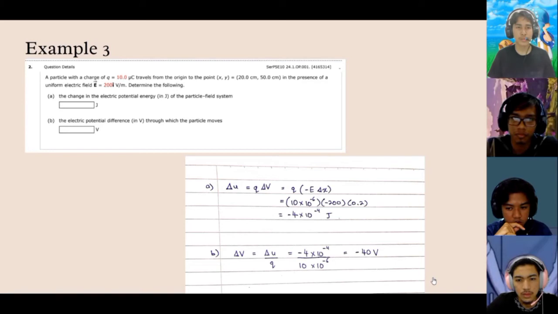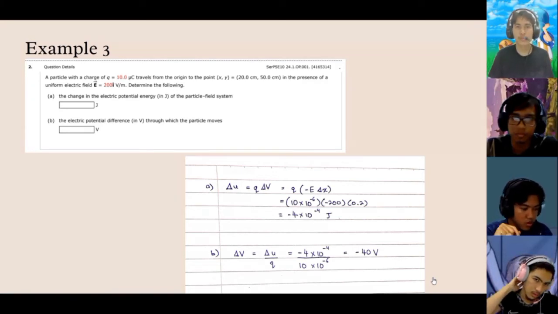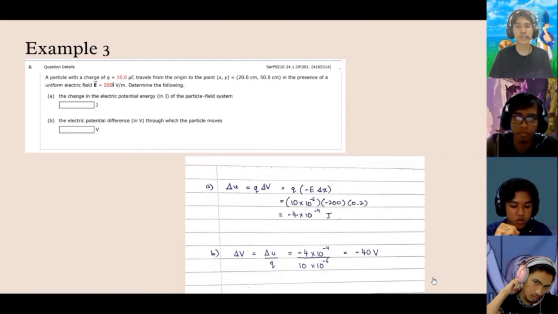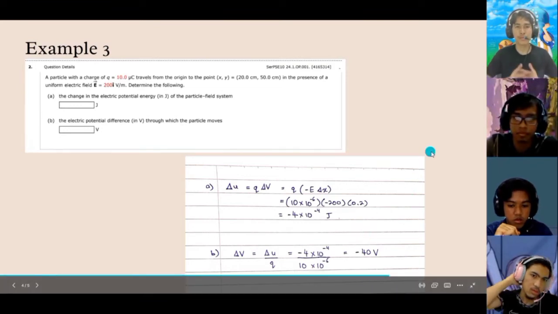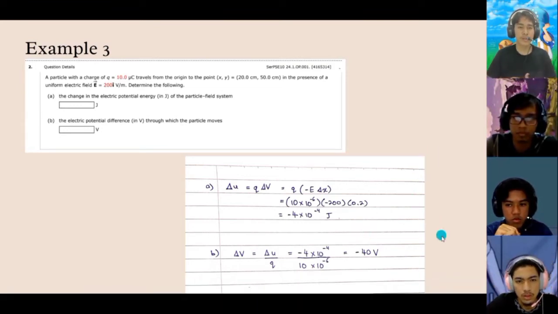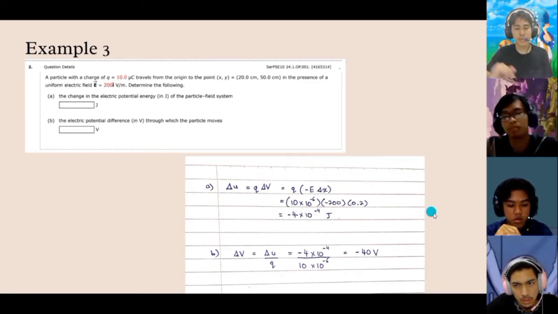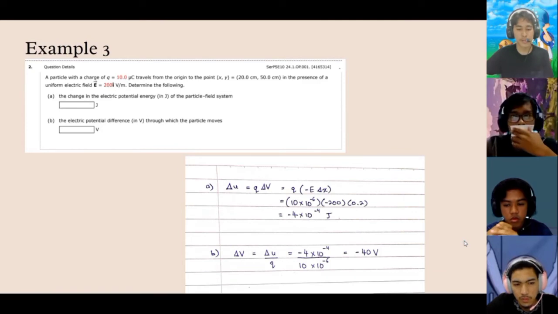Okay, let's move on to question B. Determine the electric potential difference, in volt, through which the particle moves. This question is easy too. Since we know that delta U is equal to Q times delta V, we know that delta V is equal to delta U over Q. So potential difference equals potential energy over charge.